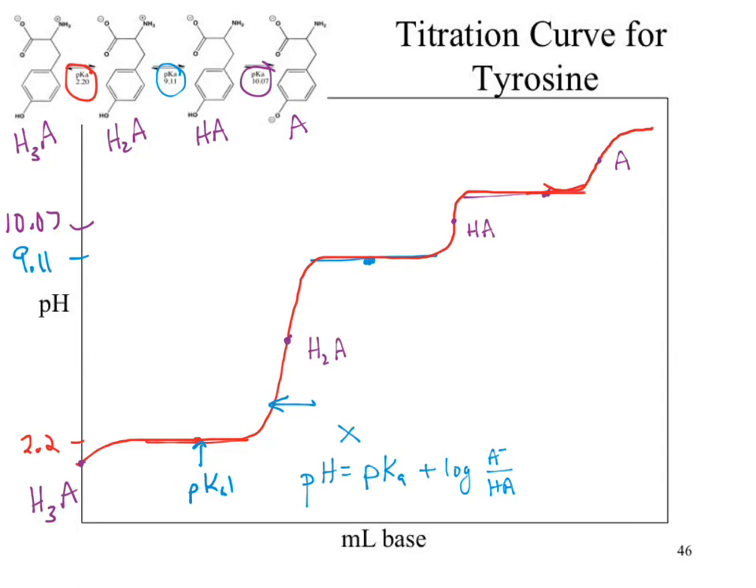Kind of makes sense? So at the buffer stage, the concentration of the H3A is equal to the concentration of H2A, and that is why pKa1 is equal to... Perfect. Exactly right. So that would be all okay. That's the information you'd want to know.